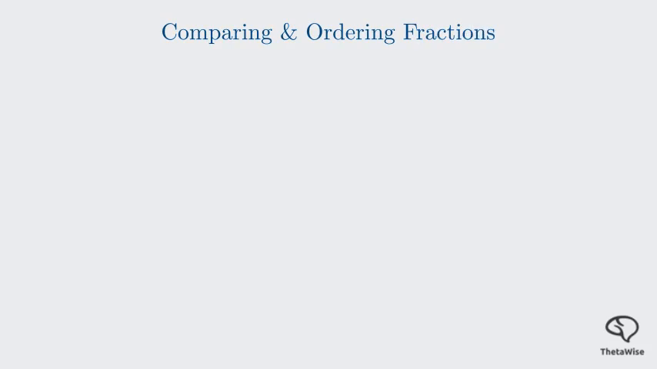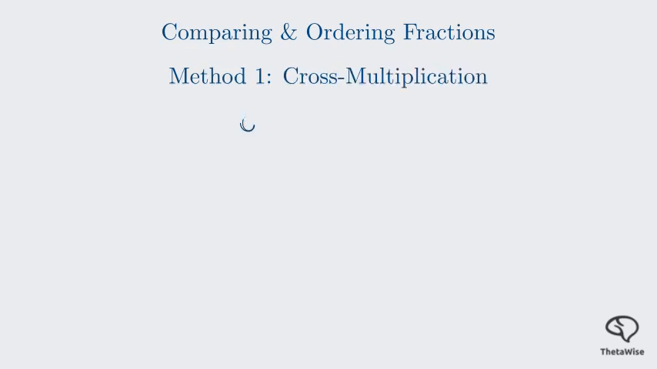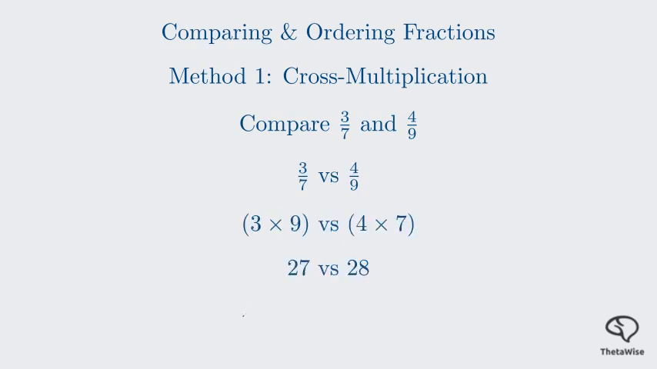There are a few methods, but one of the fastest and most reliable is cross-multiplication. Let's compare 3/7 and 4/9. To use cross-multiplication, we multiply the numerator of the first fraction by the denominator of the second, and vice versa. So we multiply 3 by 9, which gives us 27. Then we multiply 4 by 7, which gives us 28. Now we compare these two products. Since 27 is less than 28, it means the first fraction, 3/7, is less than the second fraction, 4/9.